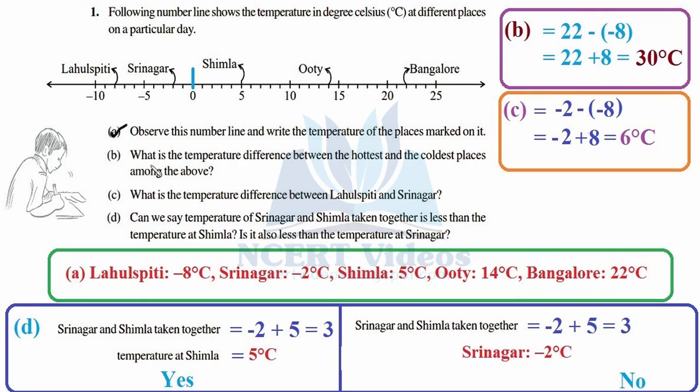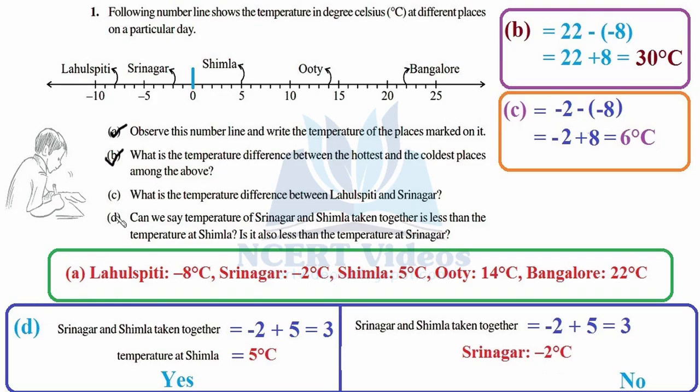B. What is the temperature difference between the hottest and the coldest places above? As you can see here, Lahaul Spiti and Bangalore are at the extreme ends. Therefore, Lahaul Spiti is at minus 8 degrees Celsius, whereas Bangalore is 22 degrees Celsius. You have to take a difference. So 22 minus of minus 8 is 22, minus minus is plus, therefore we write plus 8 and it is 30 degrees Celsius. Therefore, this is the difference.